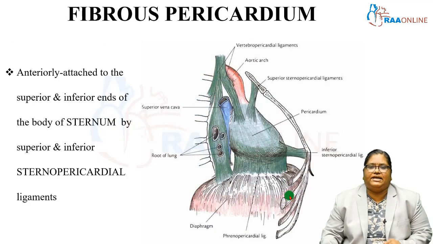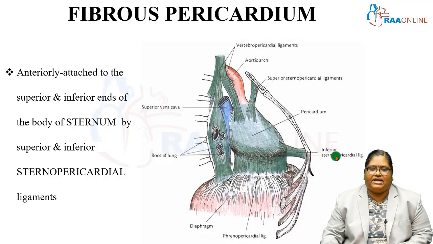How is this anteriorly fixed? This fibrous pericardium is attached anteriorly to the body of the sternum, superiorly and inferiorly. This is the sternum, okay? It is attached anteriorly to the body of the sternum superiorly and inferiorly by ligaments. What are those ligaments known as? They are the superior sternopericardial ligament and the inferior sternopericardial ligament.